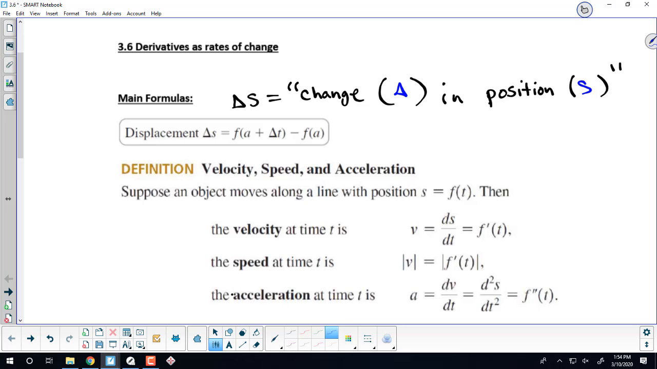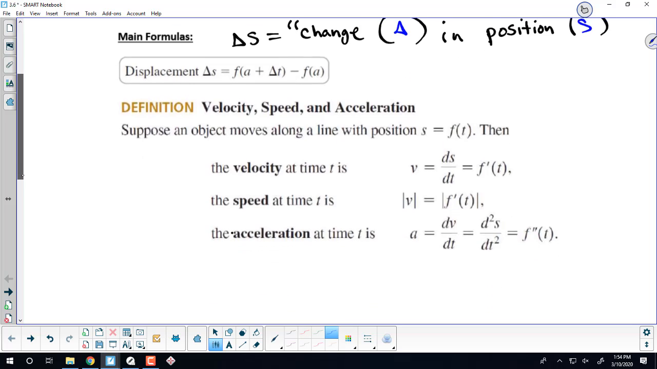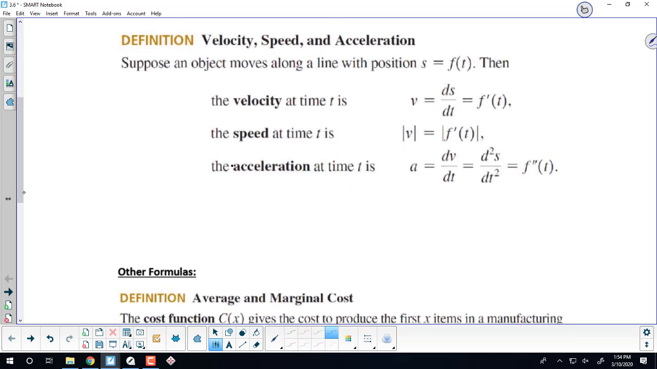So we're going to look at displacement. We're going to look at speed, velocity, and acceleration defined in terms of derivatives. So this is where we get derivatives as rates of change. We saw that in chapter 2 early on, where we said let's look at the average velocities, and then we'll look at the instantaneous velocities. So that's a rate of change. But specifically now we're going to tie these three things together.